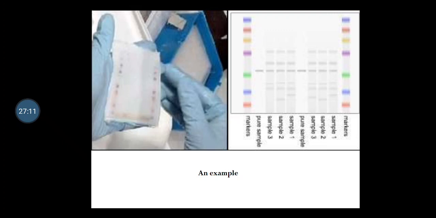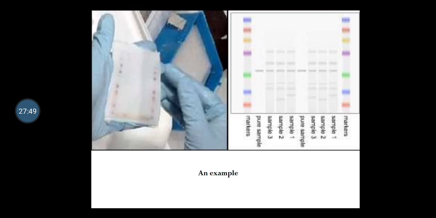So the nitrocellulose membrane is used for probing with a specific labeled antibody, and the antibody is labeled with I-125 radiolabeled substance, and the signal is detected again with autoradiography. So this is a simple autoradiograph, where you can see the marker, sample 1, sample 2, sample 3, then pure sample, then again we run sample 1, 2, 3, pure sample and markers once again. In this fashion, the autoradiograph can detect your protein perfectly.